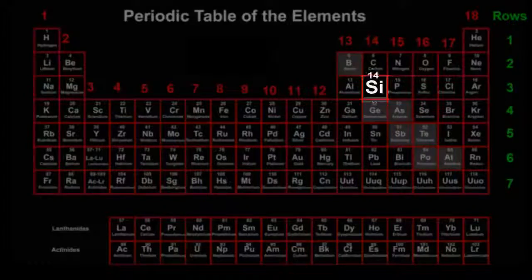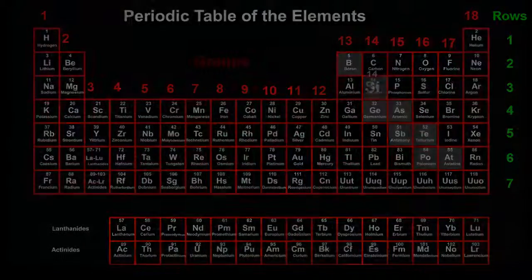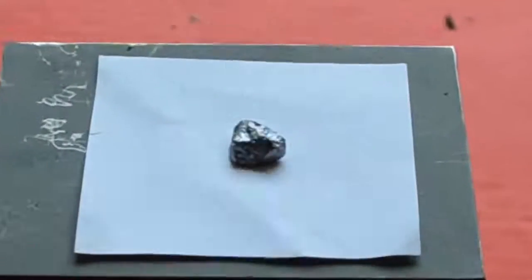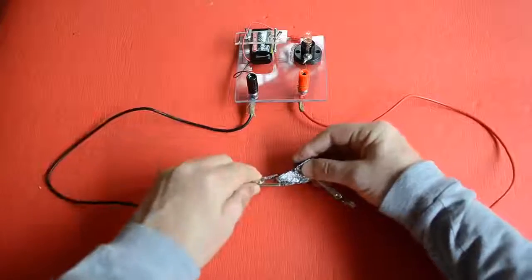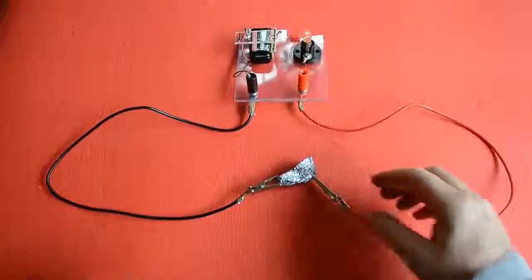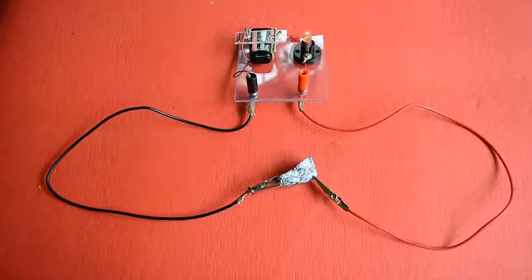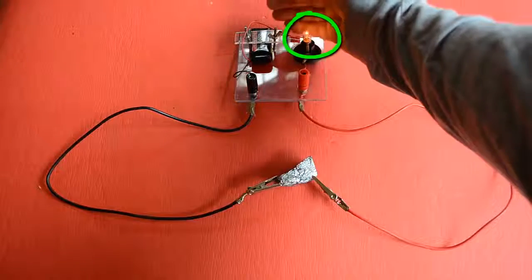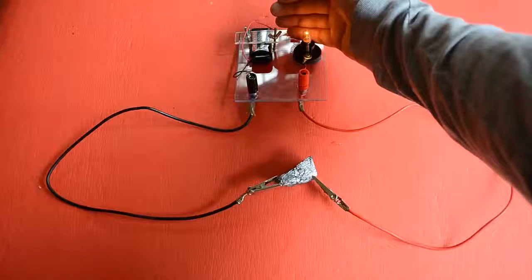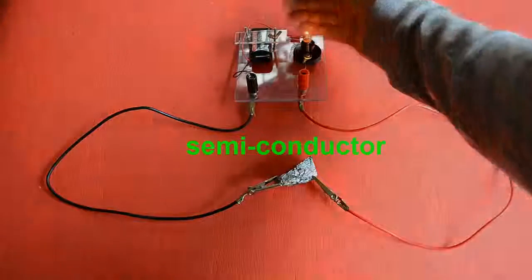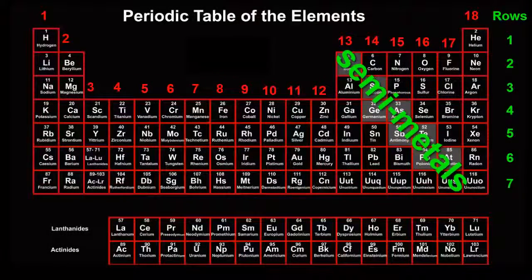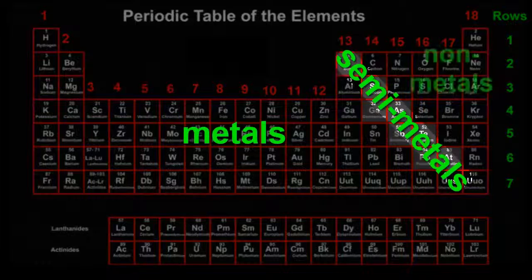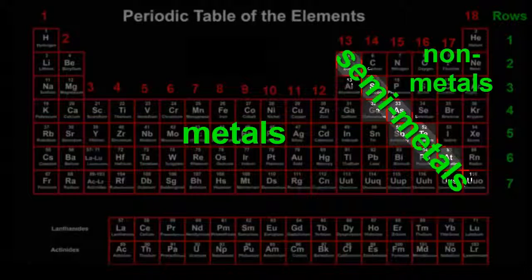Let's take a look at silicon. It looks shiny like a metal, but if you whack it with a hammer, it breaks into bits. So it's brittle like a non-metal. And the dull glow of the bulb tells us that it conducts electricity more than a non-metal, but not as much as a metal. And this gives it the name of semiconductor. These elements are also called semi-metals because they have properties that are in between metals and non-metals.